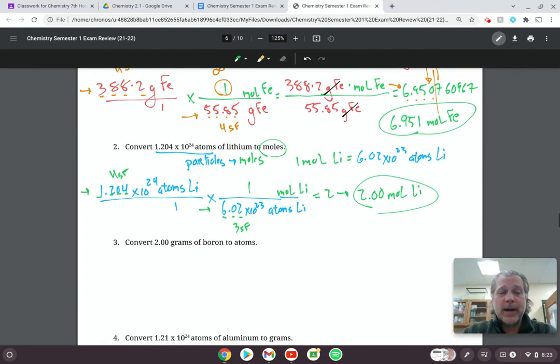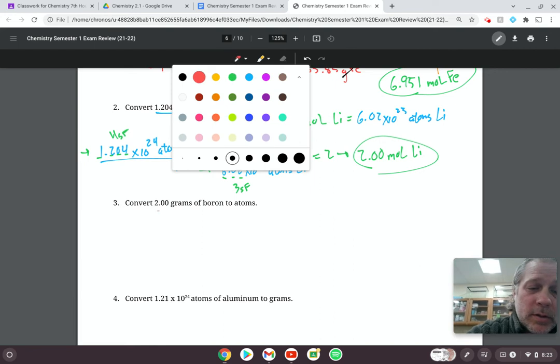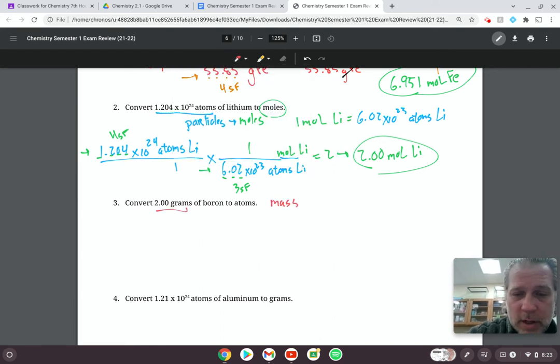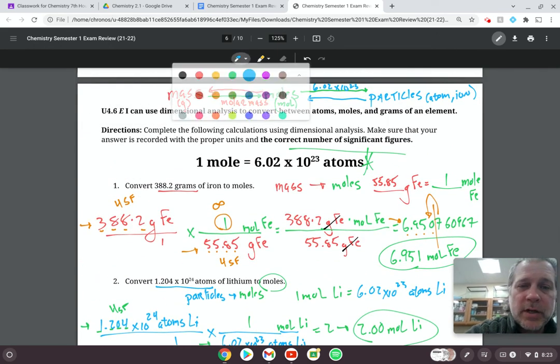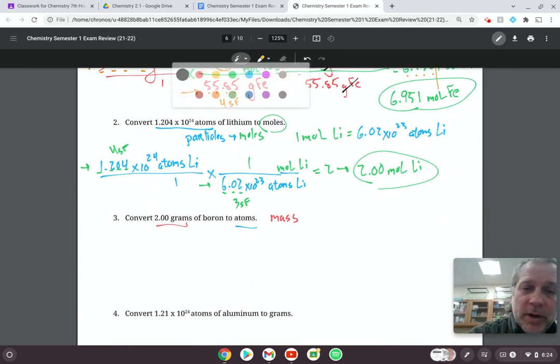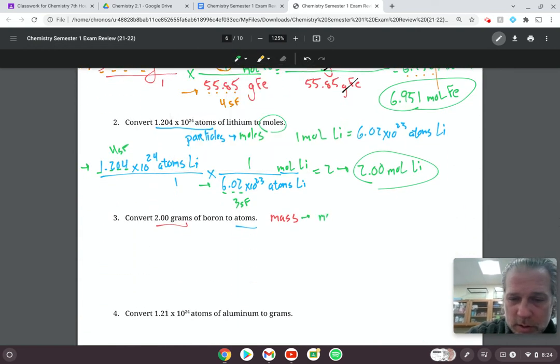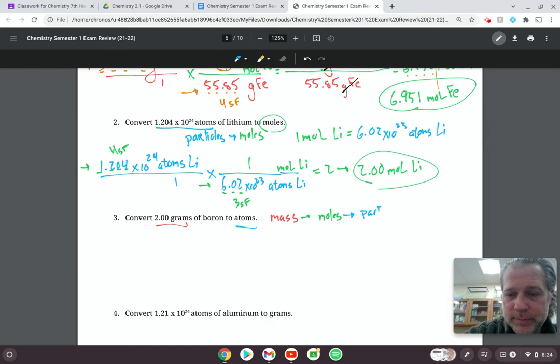Okay. Now, next one. This one is a little bit more complicated because I see that I have grams. So I've got mass, and it's asking me to make atoms. So if I go back up to my top here, I'm going to start with mass and end up with particles, but there's no direct link. So that means that I have to go mass to moles and then moles to particles. So that means it's going to be a multiple step problem. So I'm going to go mass to moles and moles to particles. So that tells me I'm going to have a few more steps here.